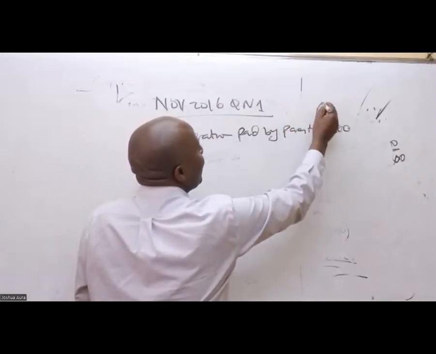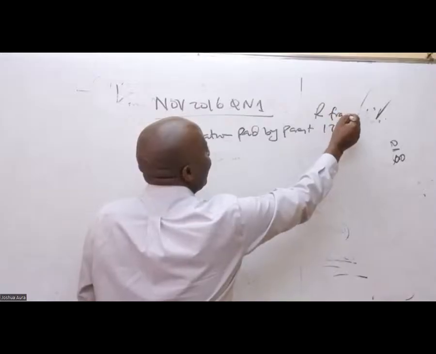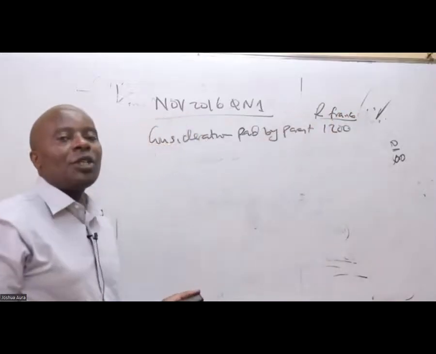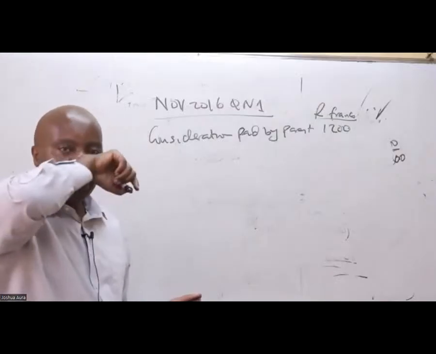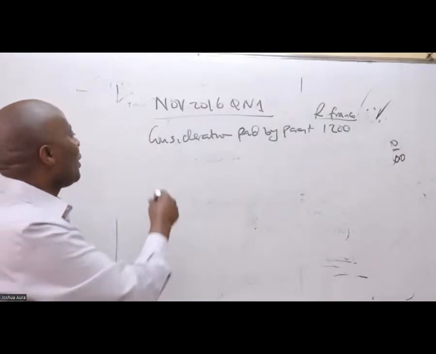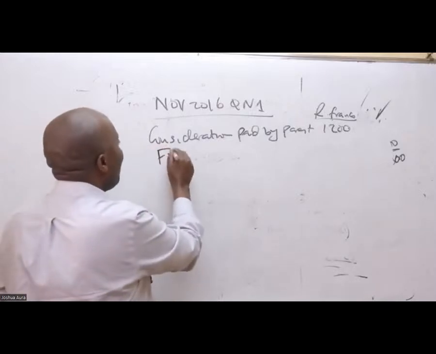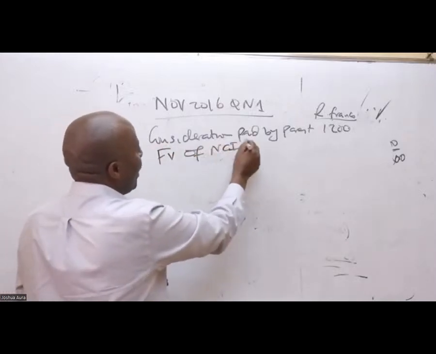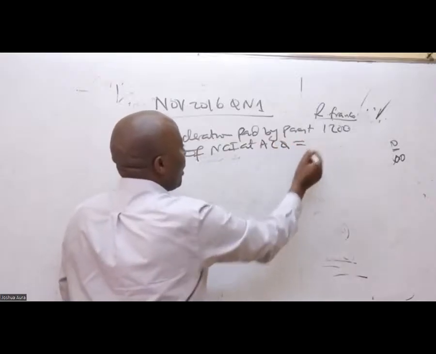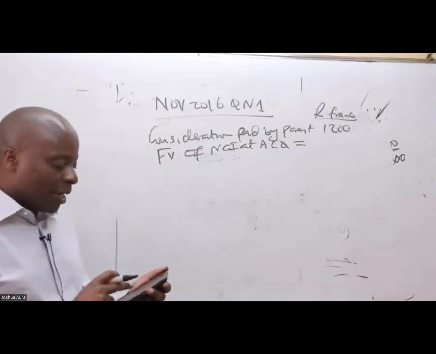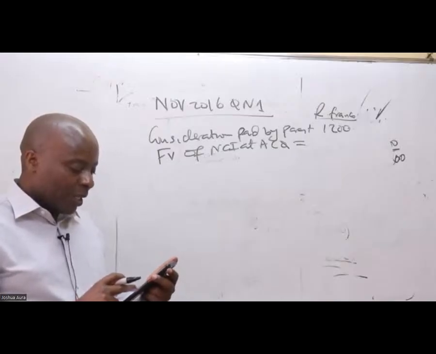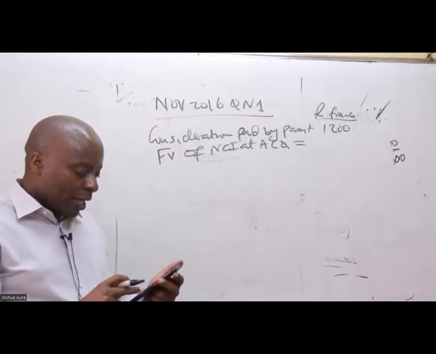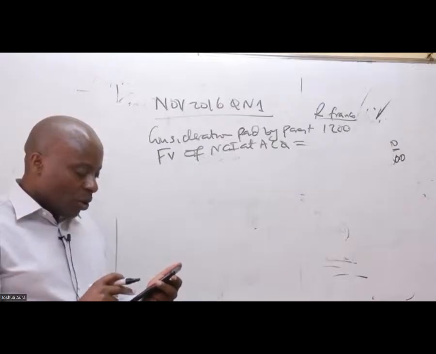Remember here this must be in terms of Rwandese francs. As you remember, we said goodwill is normally computed on the basis of the currency of that foreign country. So you come and look straight away for fair value of NCI at acquisition. Have they given us fair value of NCI at acquisition?